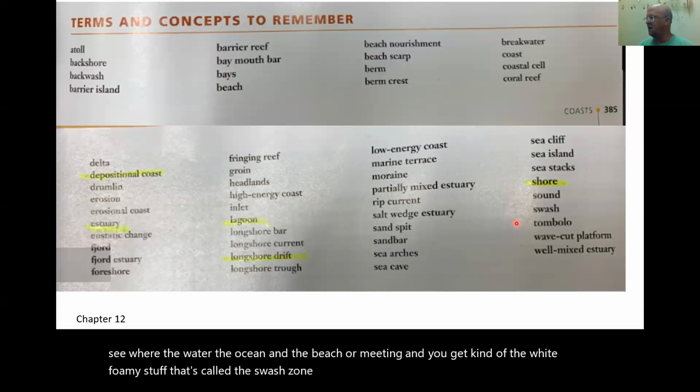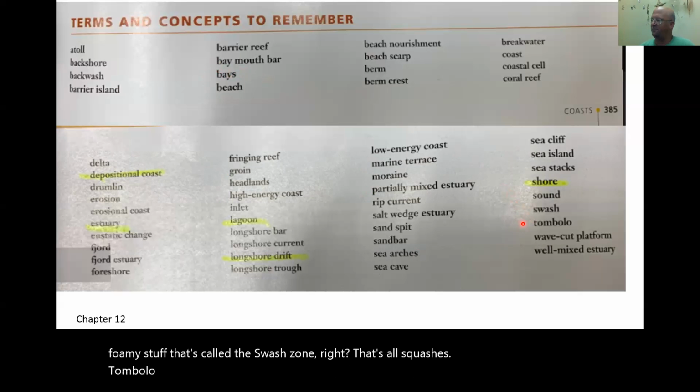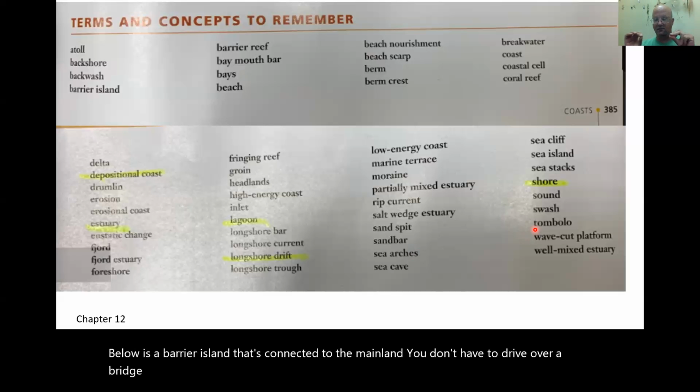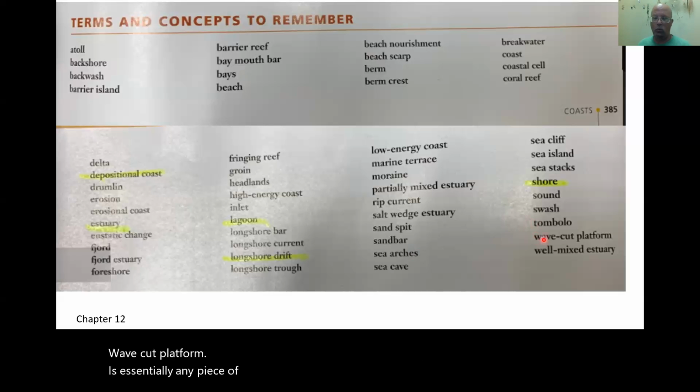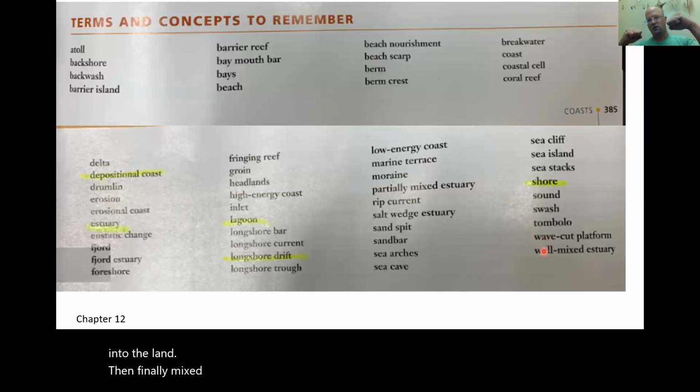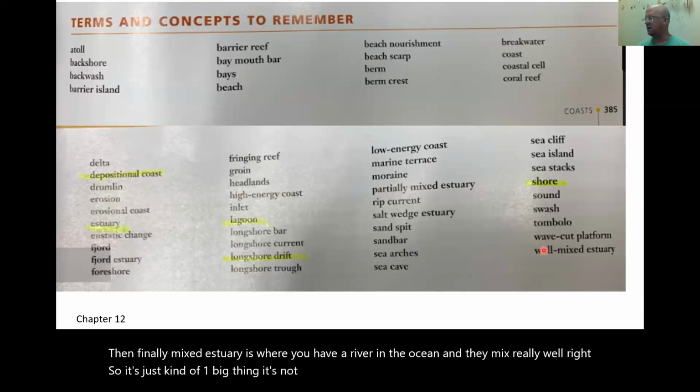That's all swash is. Tombolo is a very specific type of barrier island. I don't care, you know. All a tombolo is, is a barrier island that's connected to the mainland. You don't have to drive over a bridge. It's connected, so it has a little piece of land that you can use to get to it. Wave cut platform is essentially any piece of land that's been impacted by waves. So waves will erode and cut into the land. Then finally, well mixed estuary is where you have a river and the ocean and they mix really well. So it's just one big thing. It's not partial, but it's very well mixed.